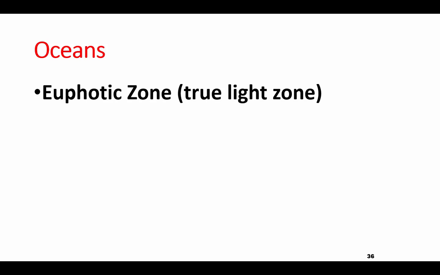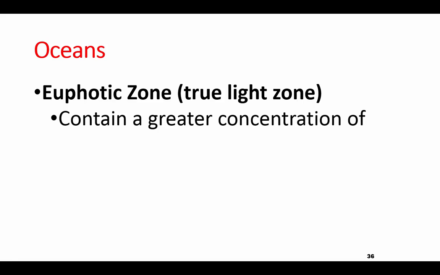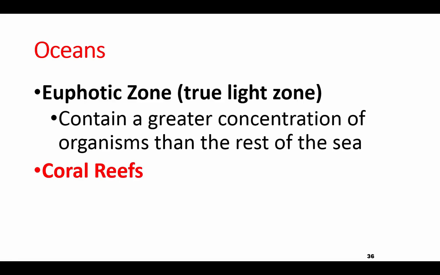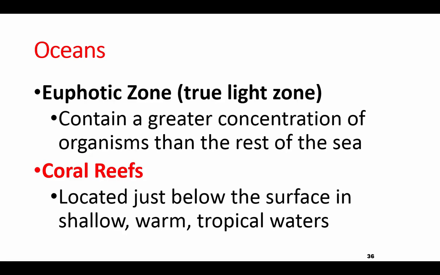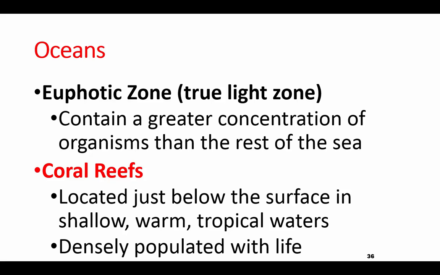Our oceans have a true light zone. It's the shallow ocean. It's the euphotic zone. Got a lot of organisms, a lot more than anywhere else in the sea. Then you have your coral reefs. These are just below the surface in shallow, warm tropical waters, and it's got a lot of life there. It's densely populated.